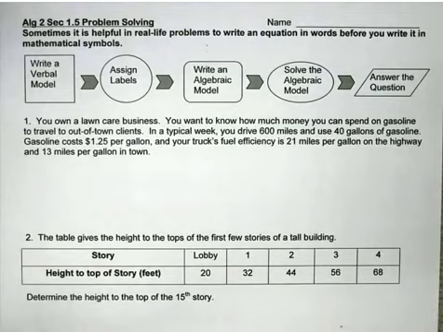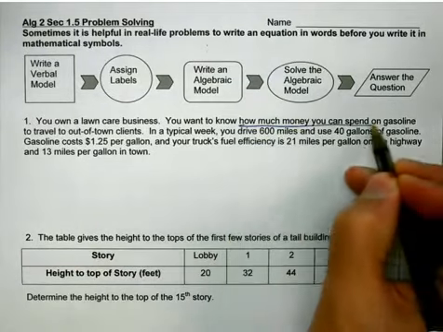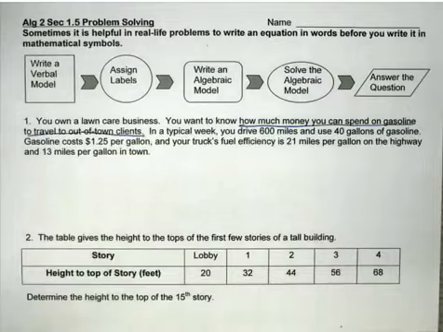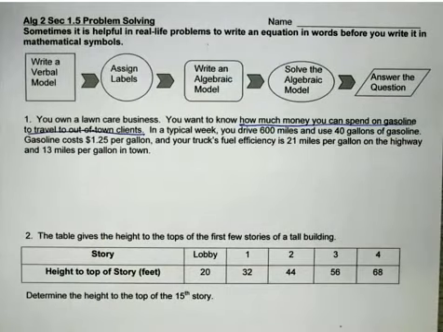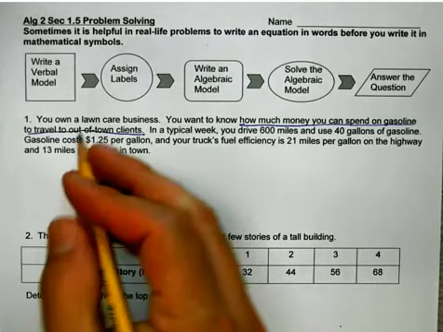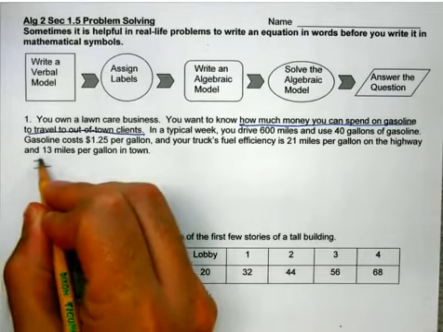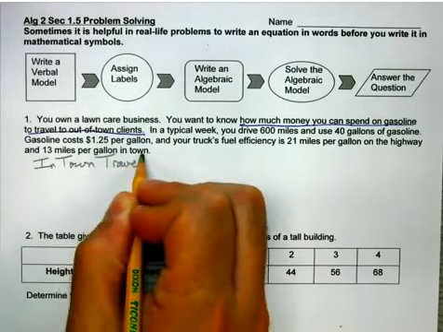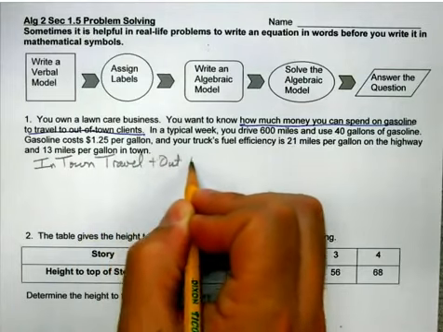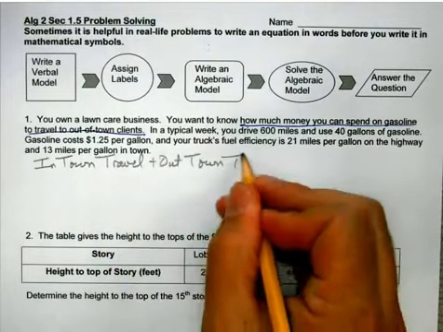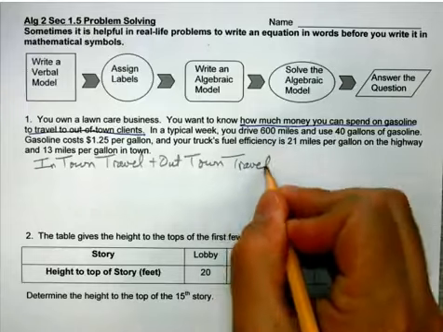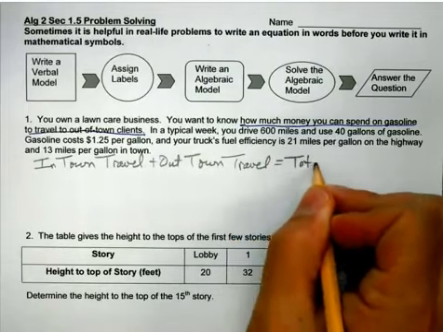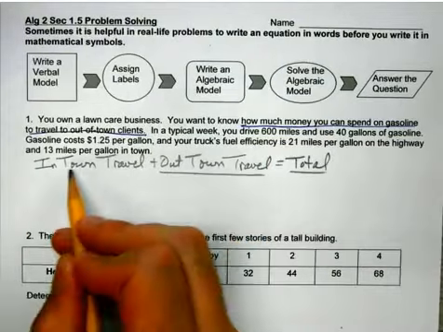So the first thing we want to notice is, okay, that's what we're looking for out of all of this. How much money do I have to spend on gas to travel to out-of-town clients? Okay, so what are we looking at? Again, let's put it into words. We're going to have our in-town travel plus our out-of-town travel equals the total. Now there's some things that go into each of those.